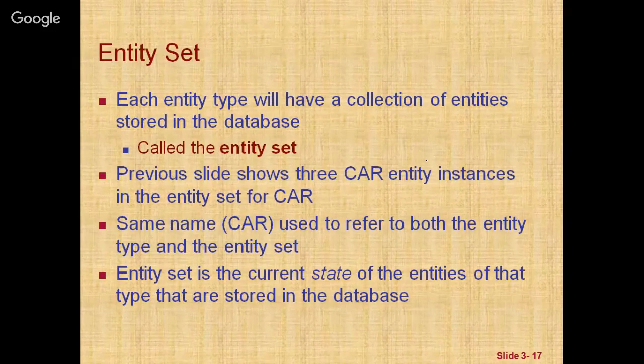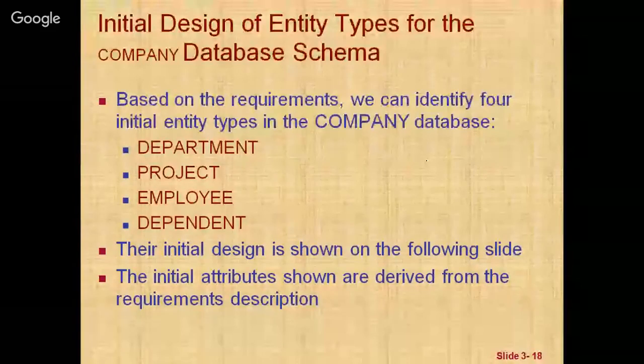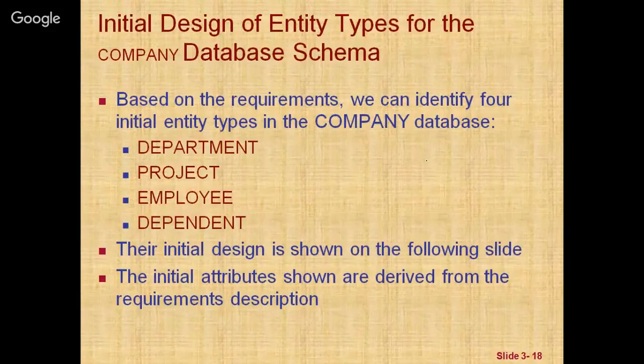In the previous slides, we showed three car entity instances in the entity set for car. The same name car is used to refer to both the entity type and the entity set. Each entity set is the current state of the entities of that type that are stored in the database. So we see the initial design of entity types for the company database schema.